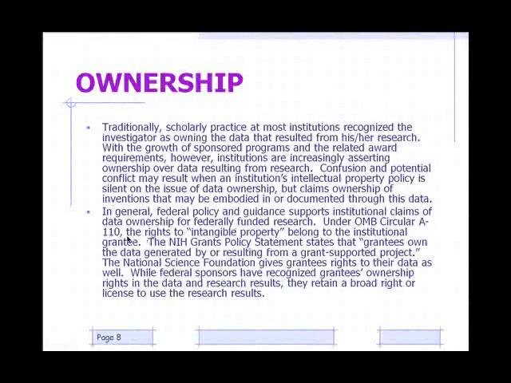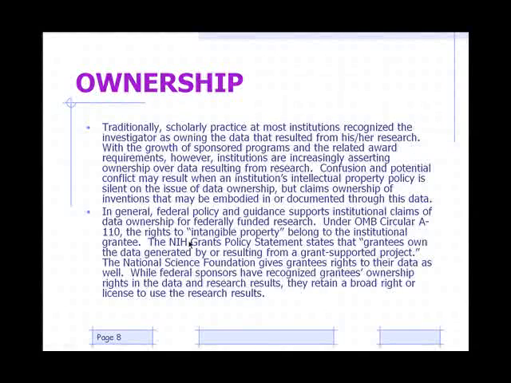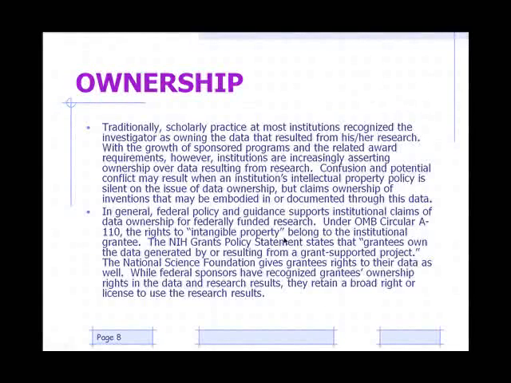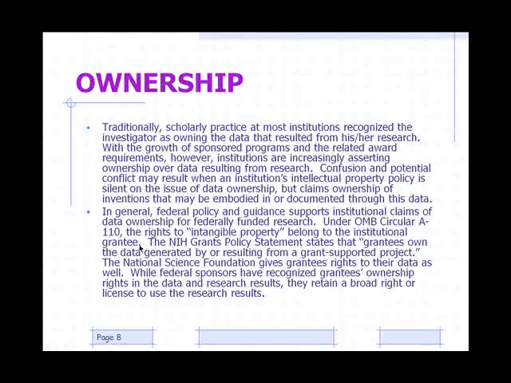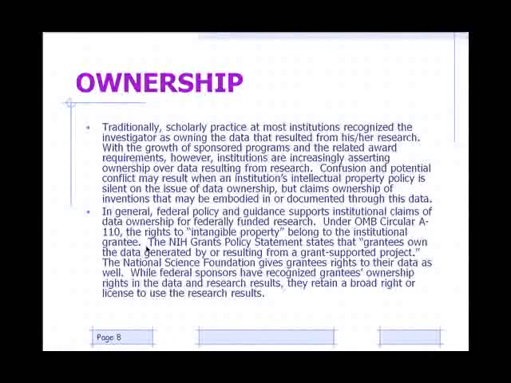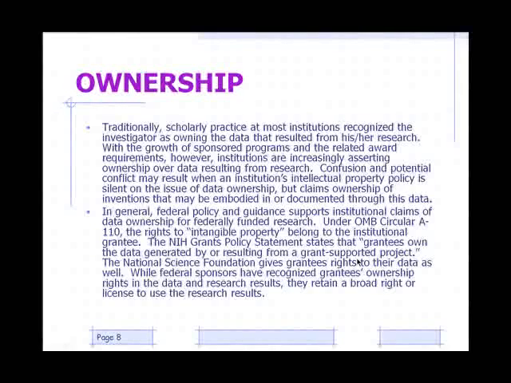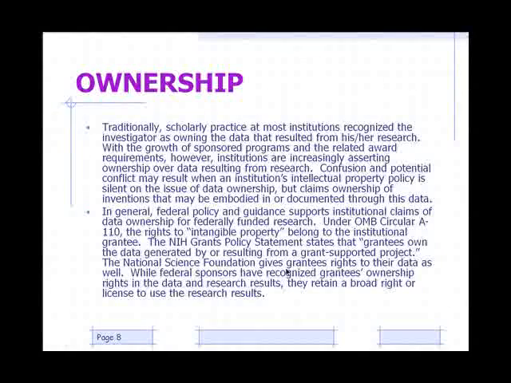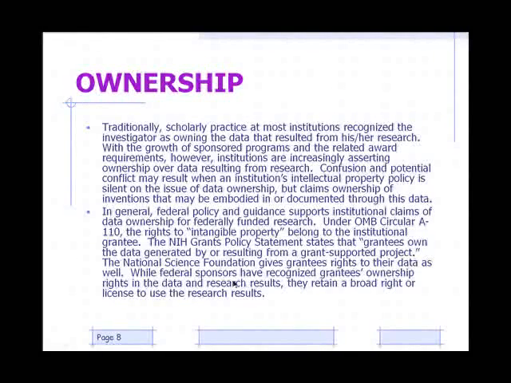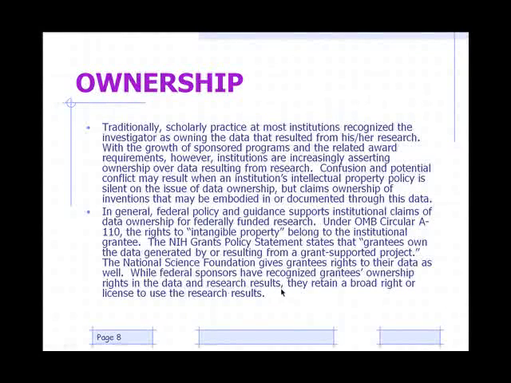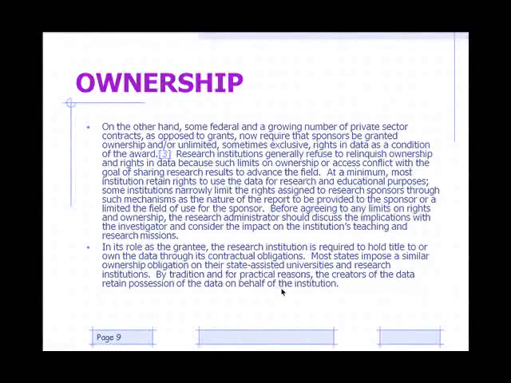Under OMB Circular A-110 of the NIH, the rights to intangible property belong to the institutional grantee. So the institution, not the individual PI. The NIH Grants Policy Statement states that grantees own the data generated by or resulting from a grant-supported project. The NSF gives grantees rights to their data as well. While federal sponsors have recognized grantees' ownership rights in the data and research results, they retain a broad right or license to use the research results.